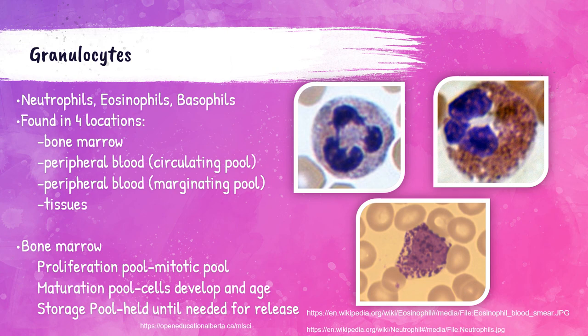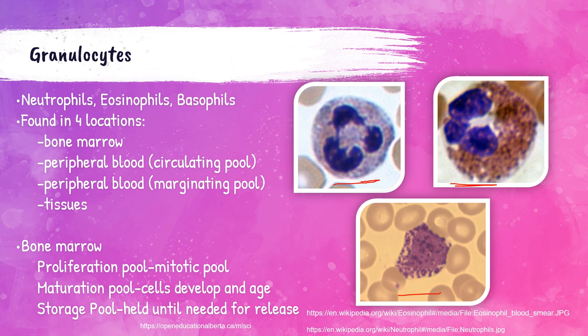Now, granulocytes are neutrophils, eosinophils, and basophils. Let me get my pointer here. I'm going to use red this time. All right, so this is a segmented neutrophil here. This is an eosinophil, and this is a basophil. These are granulocytes, and they're called granulocytes because, hopefully you can guess this, they have granules within their cytoplasm.